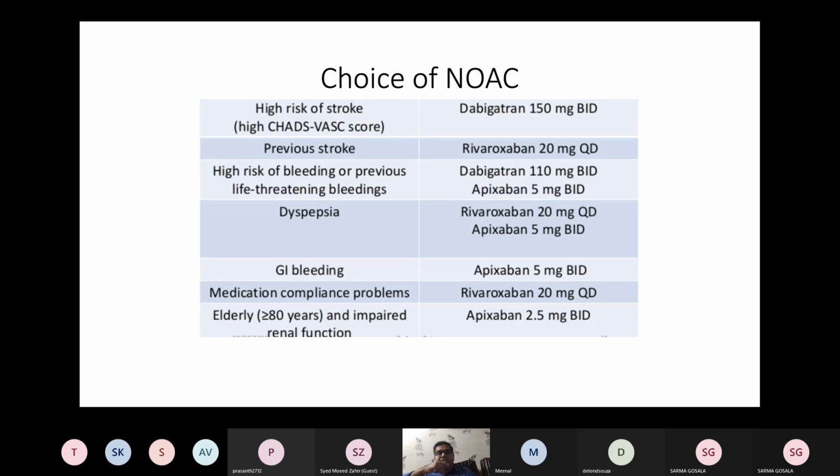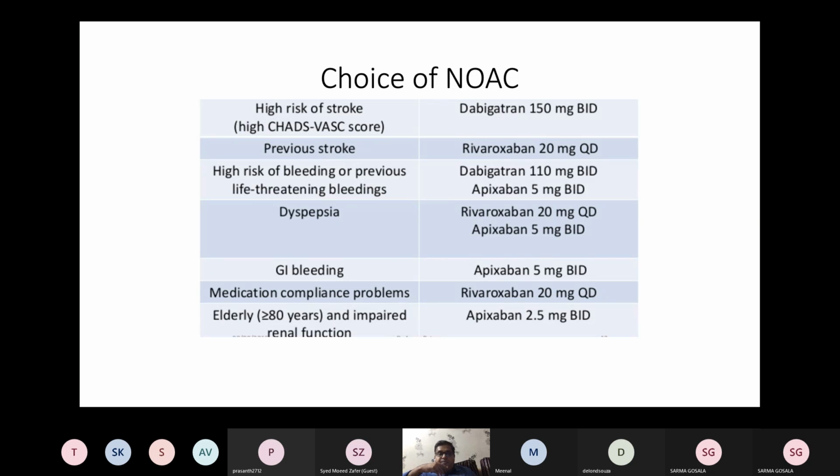So among the NOACs, how do you choose between different NOACs? When there is a high risk of stroke, a high CHADS score, more than 3, then I think dabigatran 150 BD, unless they are more than 80 years old. With previous stroke, rivaroxaban is much more effective. With a high risk of bleeding or previous life-threatening bleeding, use the lower dose of dabigatran, 110 BD, or apixaban, because across the different trials the risk of bleeding was lower with apixaban, so that becomes much safer. In patients with a previous history of GI ulcer or dyspepsia, you need to avoid dabigatran.